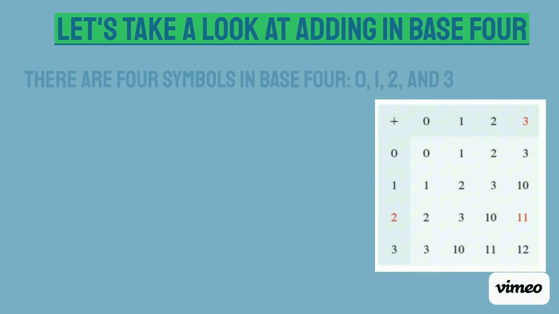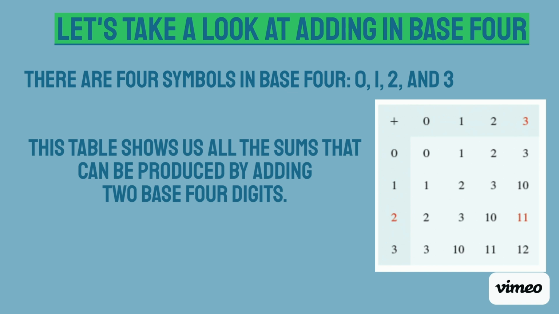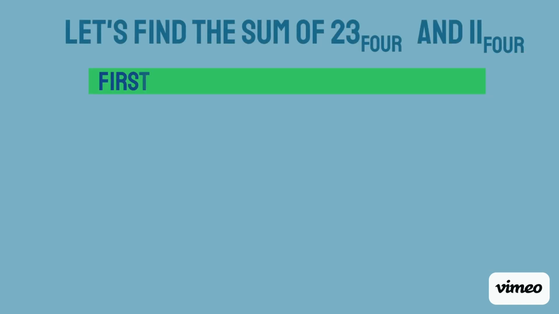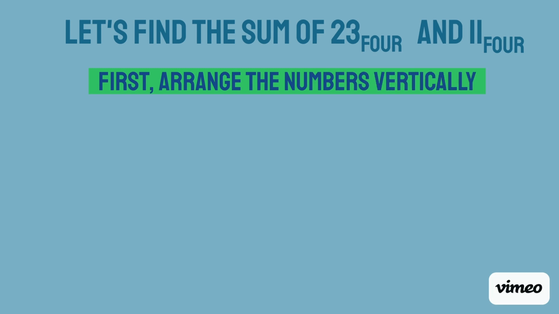Let's take a look at adding in base 4. There are 4 symbols in base 4: 0, 1, 2, and 3. This is our base 4 addition table. Let's find the sum. First, we're going to arrange the numbers vertically.